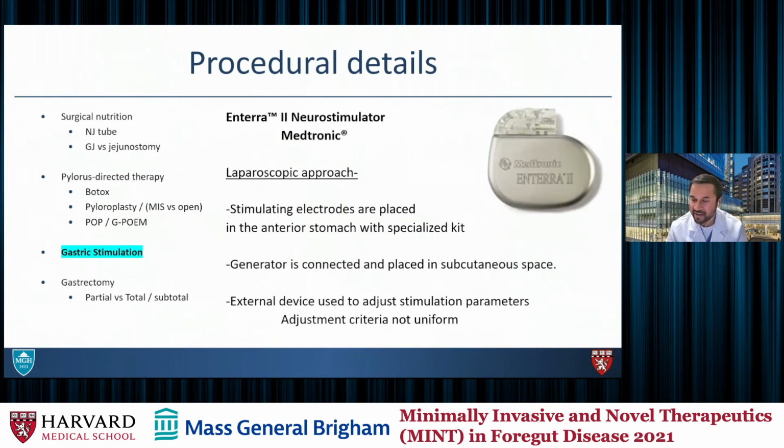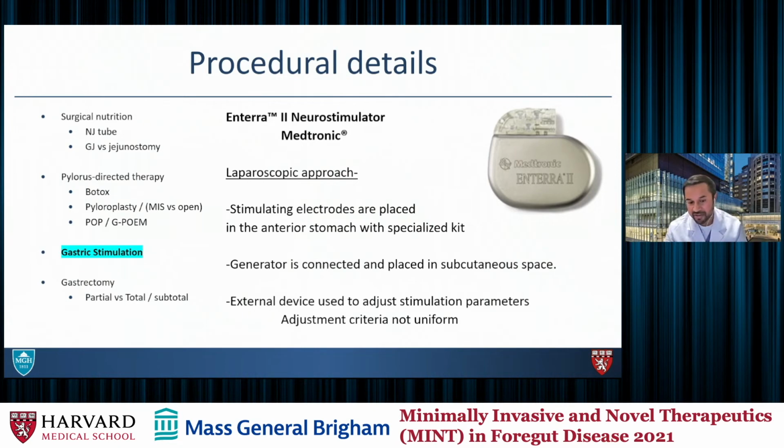So you can insert the Enterra device laparoscopically or robotically. I've done it twice laparoscopically, and it's a straightforward procedure. There's 2 electrodes at the end of the device, and both of those electrodes are attached at the antrum of the stomach. We use intracorporeal suturing to basically tack it in place. The leads basically go through the abdominal wall layers, and we put the stimulator in the right lower quadrant of the abdominal wall, in the subcutaneous tissue. And then we close up the skin.